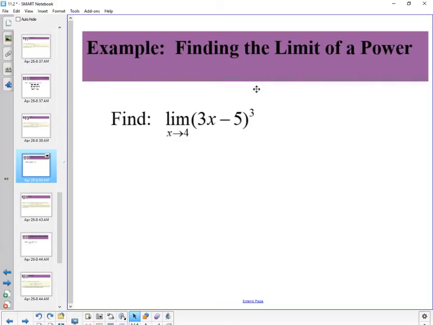On the graph it goes like this. It's a cubic function, so it'll look something like this. Okay.